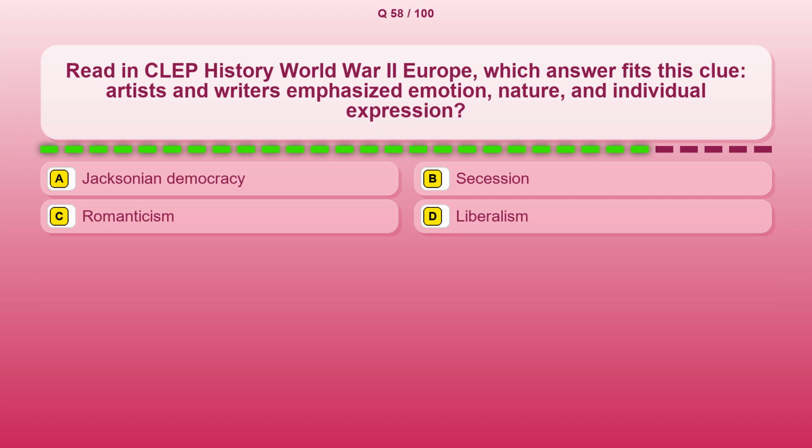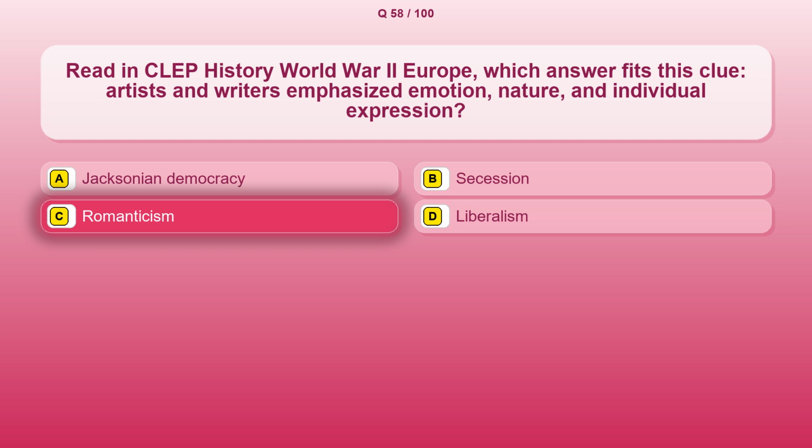Read in CLEP History World War II Europe, which answer fits this clue? Artists and writers emphasized emotion, nature and individual expression. Option A, Jacksonian democracy. Option B, secession. Option C, romanticism. Option D, liberalism.